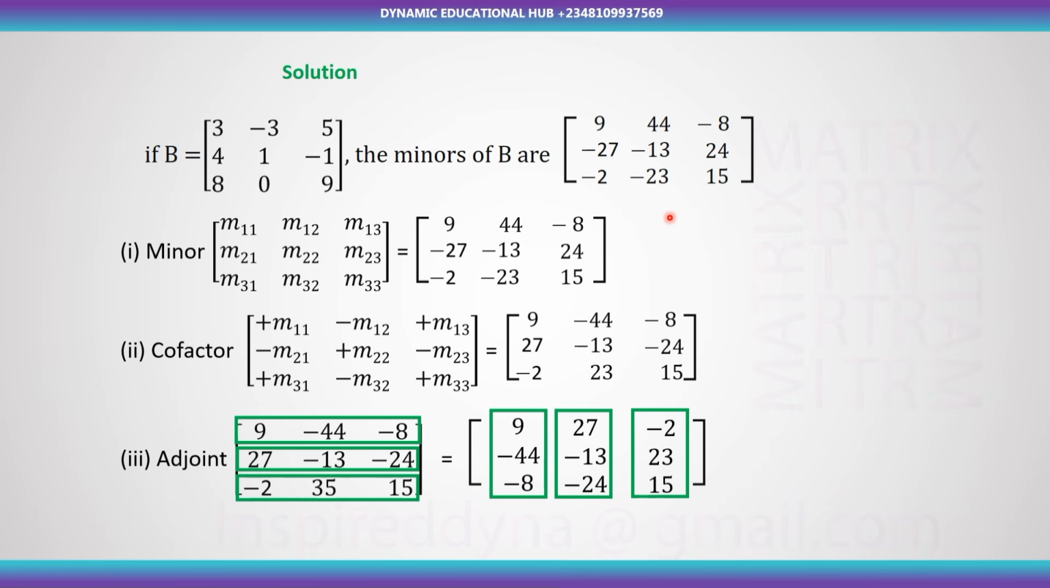You can see that it's quite simple to find adjoints. In a question, you can be asked to find the adjoint. To find the adjoint, you just find the minor first, then you go about finding the cofactor. Then you transpose the cofactor to find the adjoint.